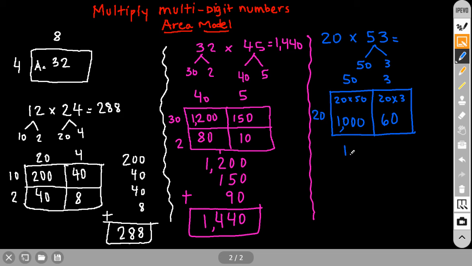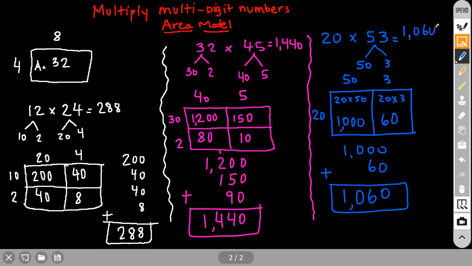But we can also stack them and see if we can add. 0, 6, 0, comma, and 1. So it's 1,060. So 20 times 53 equals 1,060.